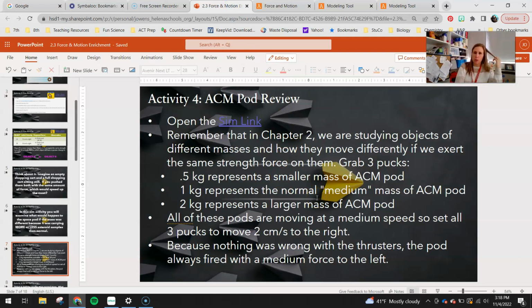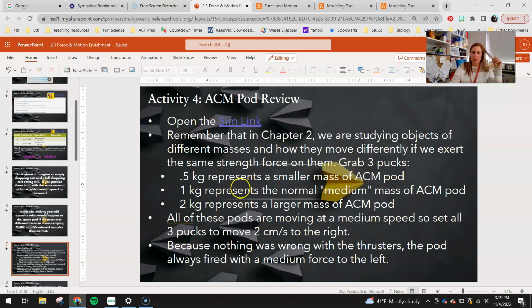Remember that in chapter 2, we are studying objects of different masses and how they move differently if we exert the same strength force on them. So you're going to go ahead and grab 3 pucks. The 0.5 puck is going to represent the smaller mass of an ACM pod. So if an asteroid collection mission went out, they didn't collect as many asteroids as normal, and their mass overall was lighter than the normal pod.